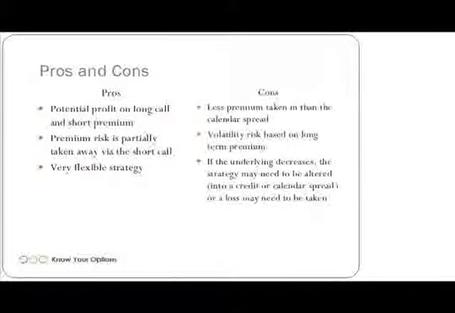Now, the pros and cons of the diagonal spread. The pros: the potential profit on a long call and short premium. So if the market does go up a little bit, but not a lot, you can let the short call expire worthless and the long call actually gains a little value. Premium risk that exists in option trading is taken away partially via the short call. Reason being, with the short call, you have time decay working in your favor, while the long call time decay is working against you. Overall, with this position, time decay is in your favor. However, it will work against you as time goes by. This is a very flexible strategy. You can roll in, you can roll out, you can do a lot of different things with this.